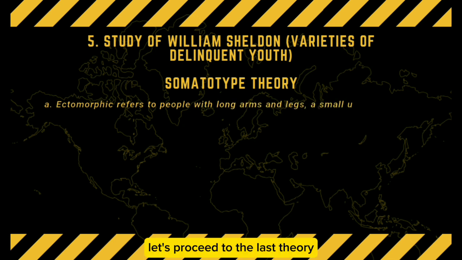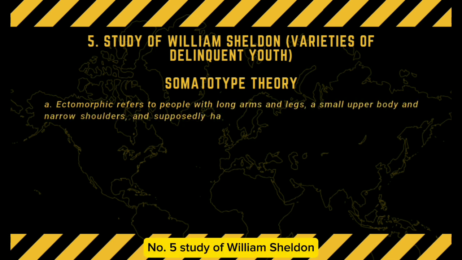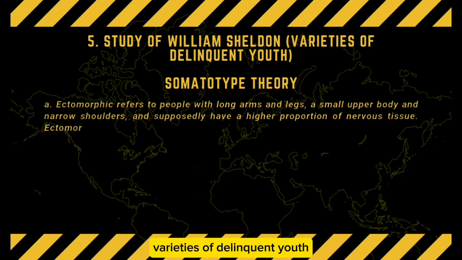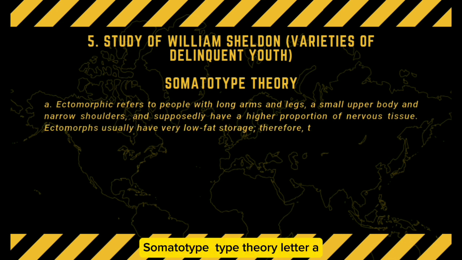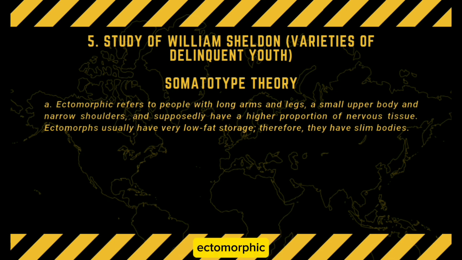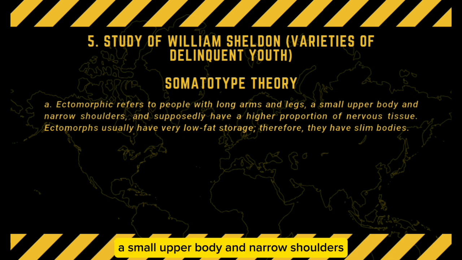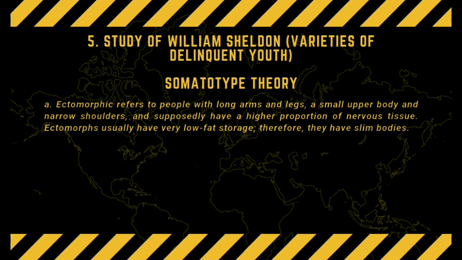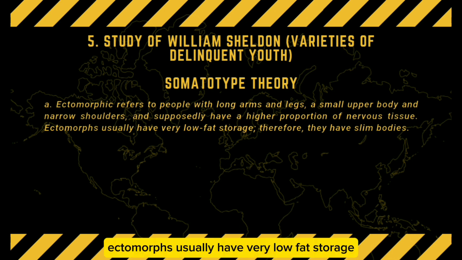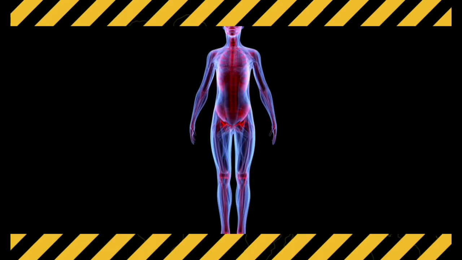Let's proceed to the last theory, number 5, the study of William Sheldon, varieties of delinquent youth, the somatotype theory. Letter A. Ectomorphic. Ectomorphic refers to people with long arms and legs, a small upper body, and narrow shoulders, and they supposedly have a higher proportion of nervous tissue. Ectomorphs usually have very low fat storage, therefore they have slim bodies.